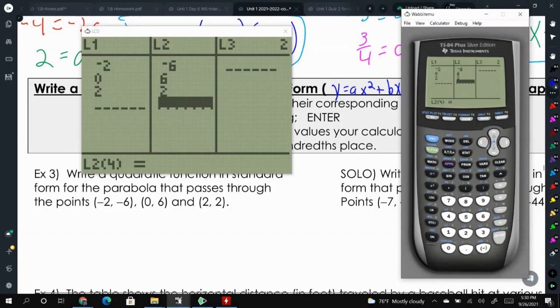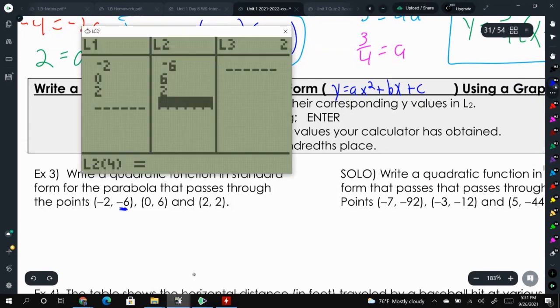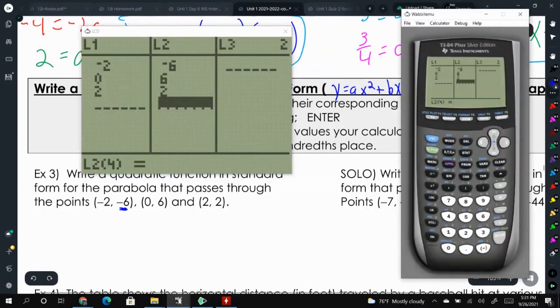The biggest mistake people make when we're doing this is mismatching your x's and y's in your list 1 and list 2. If negative 2 is your first entry in L1, then the corresponding y value, or in this case negative 6, must be the first entry in L2. It doesn't have to be in the same order. I could have put 0, 6 first, and we would still get the same answer. I just like going in the order that I'm given the points, especially since I put in my L1 first and then I go back and do L2. It just makes it easier for me.